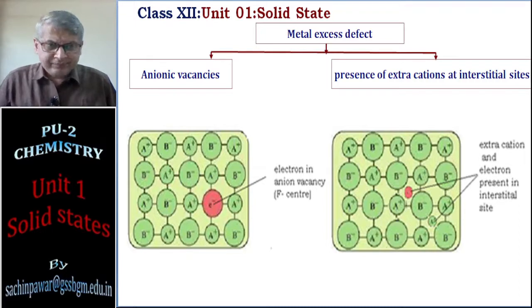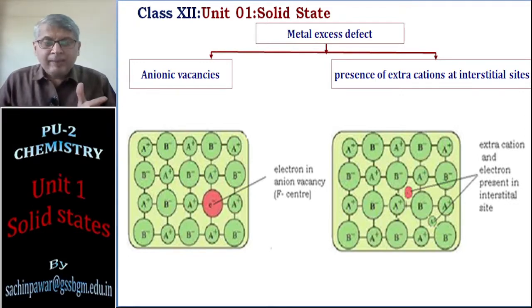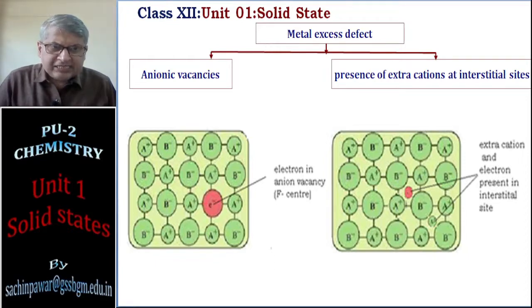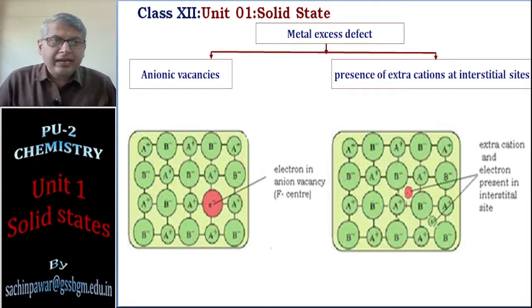Here also you just check the presence of an extra cation. When an extra cation is coming from an external source, the amount of positive charge has increased and the amount of negative charge has decreased. To counterbalance the charges, some extra electrons will go and occupy some other interstitial site. So here we have extra electrons at the interstitial site. So this is metal excess defect in terms of anion vacancies and in terms of presence of extra cation at the interstitial site.